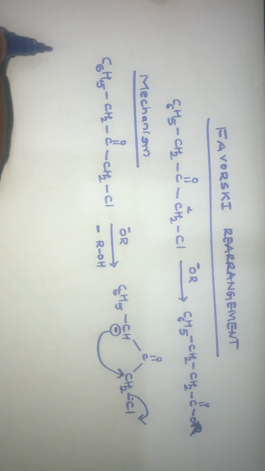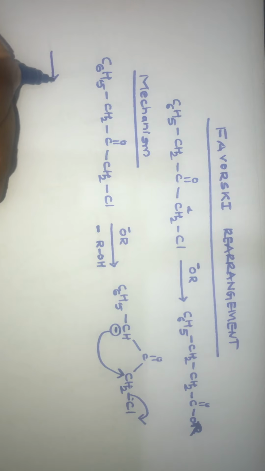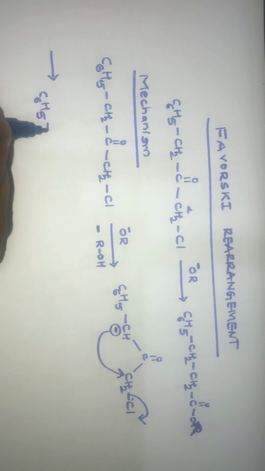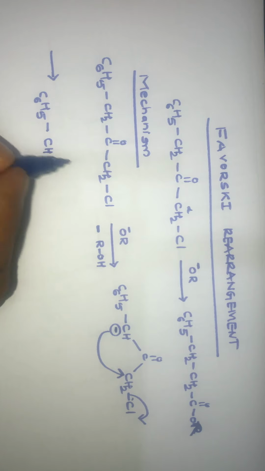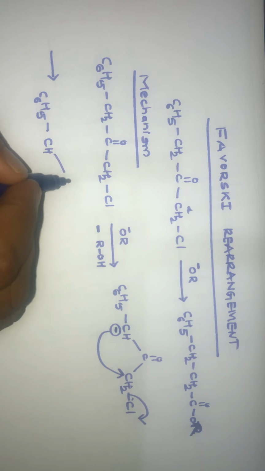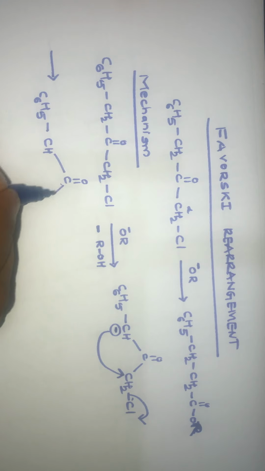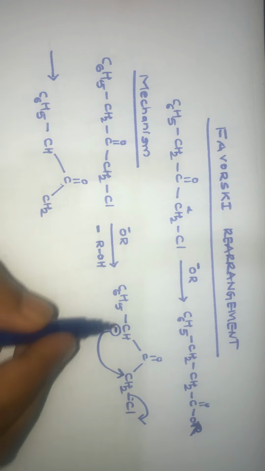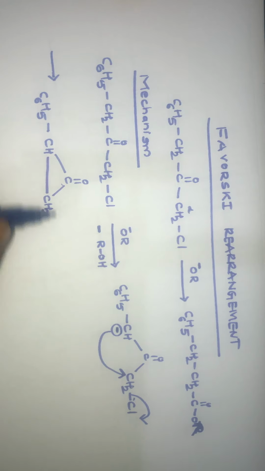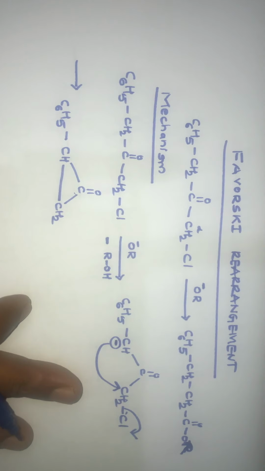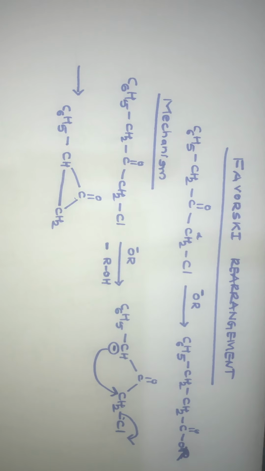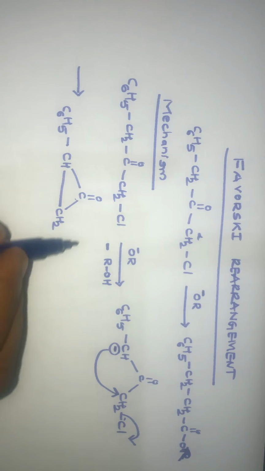Okay, resulting in the formation of this compound C6H5 CH C double bond O. Okay, you have CH2 here. This has attacked here, so the new bond is formed, Cl goes off this. So this intermediate is formed here. Okay, next what happens?